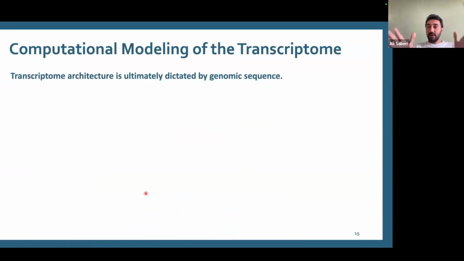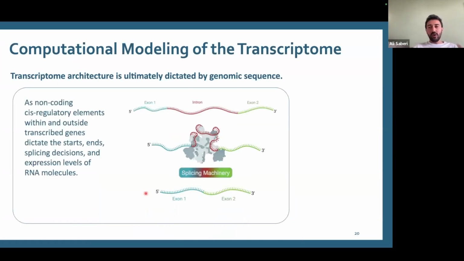So let's go for it. We want to computationally model the transcriptome. And as I explained before, this transcriptome architecture is ultimately dictated by genomic sequence. One brief recap here: as we discussed with Hannes, the transcription, and after the transcription, the splicing, the start and end sites for these complex protein machineries, including the splicing machinery, all depend on the non-coding, or let's say the cis regulatory elements. Some sequence features, for example on the introns and exons, this splicing machinery detects, finding where this intron is, and removes it. So everything is dictated by the genomic sequence eventually.